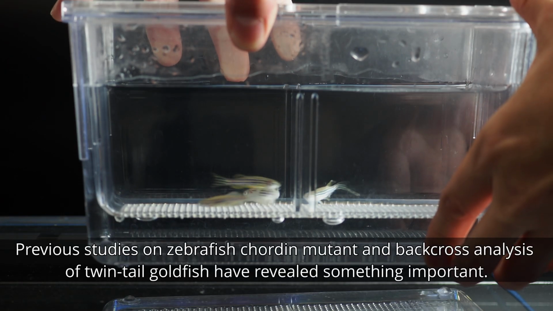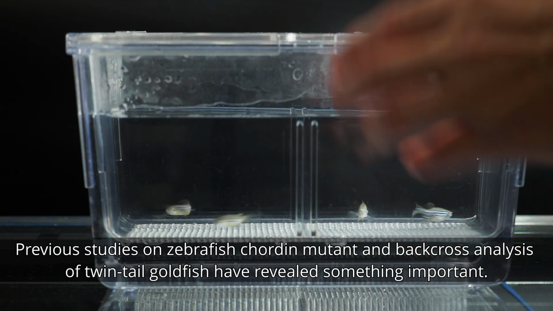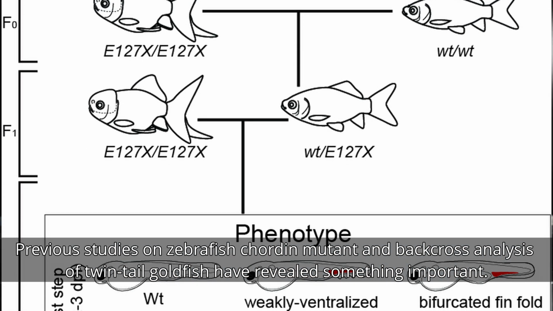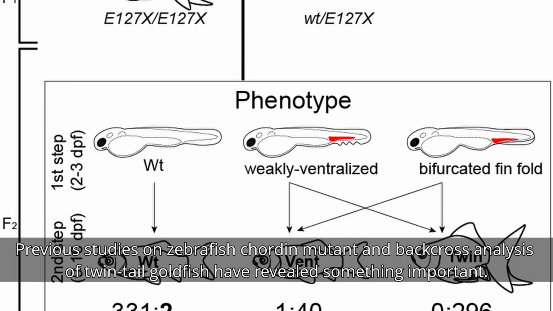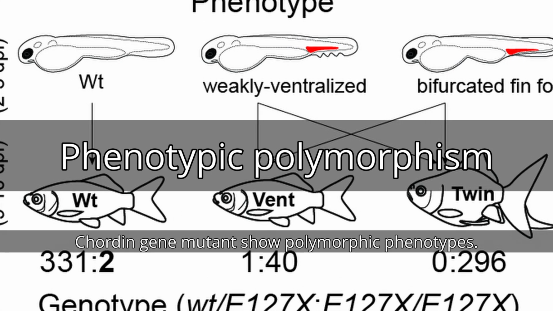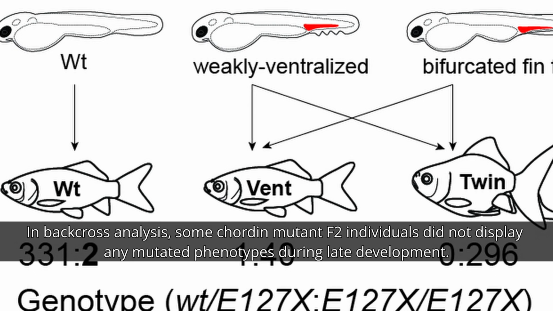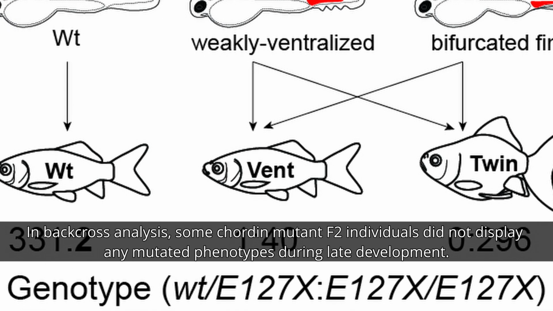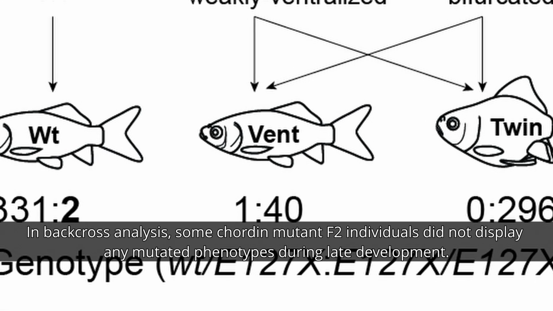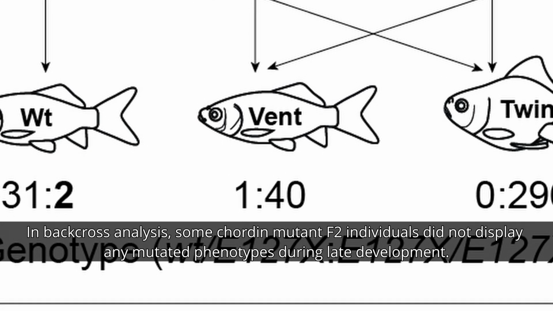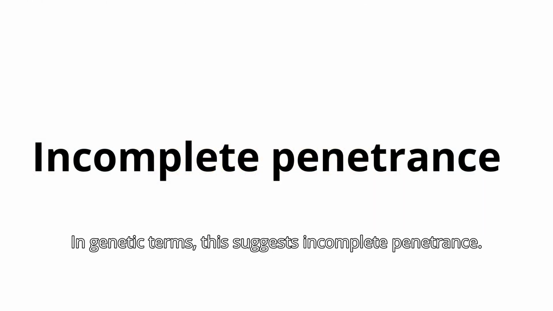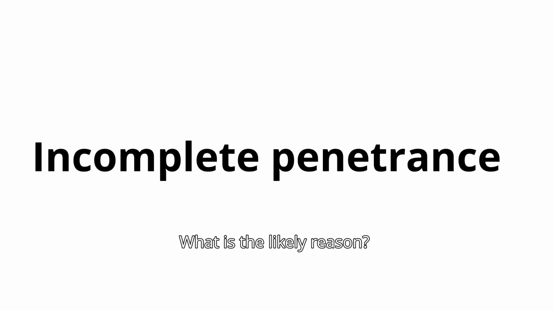Previous studies on zebrafish coding mutants and backcross analysis of twin-tail goldfish have revealed something important. Coding gene mutants show polymorphic phenotypes. In our backcross analysis, some coding A mutant F2 individuals did not display any mutated phenotypes during late development. In genetic terms, this suggests incomplete penetrance. What is the likely reason?